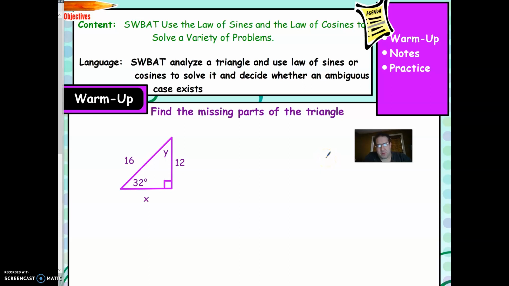Hey, welcome back to Mr. P Helps with Precal. This is Unit 3, Topic number 4, Lesson number 1, which is on law of signs. And we're also going to be talking about the ambiguous case that could occur.